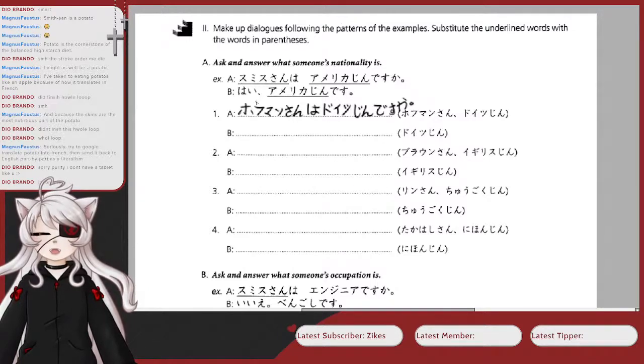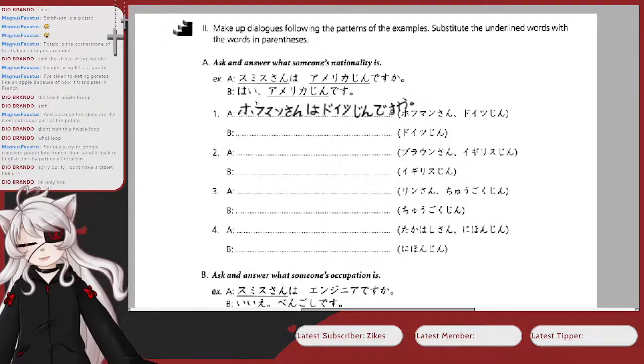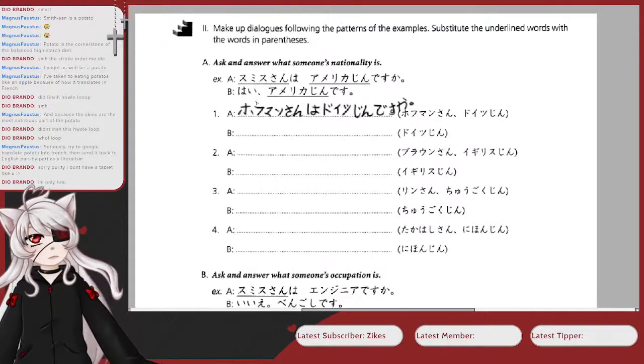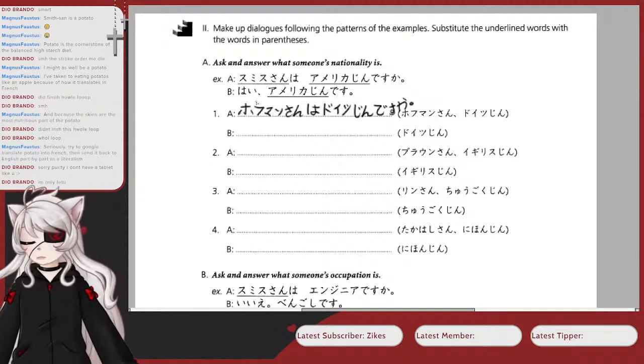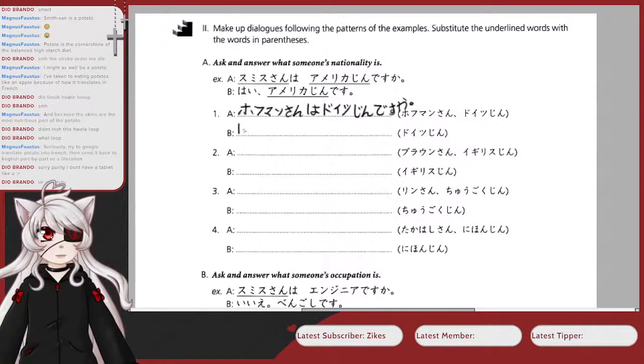I have a tablet like you. Or you can look at me when you have a tablet, and we'll see your handwriting in stroke order while on a tablet. Anyway, so correct. Hi.